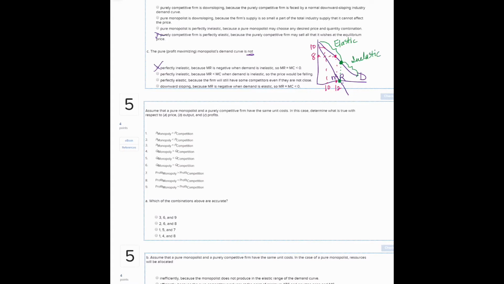And if you're wondering how we can tell, we use the total revenue test. If you remember our total revenue test, it said that if price goes up and total revenue goes down, it's elastic, and vice versa, by the way. And if price goes up and total revenue goes up, it's inelastic. Well, let's apply that here.